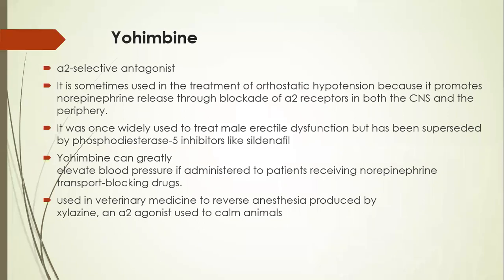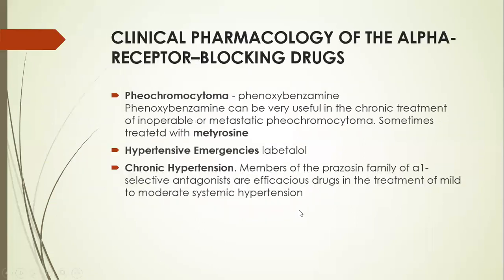Yohimbine was once widely used to treat male erectile dysfunction, but has been superseded by phosphodiesterase 5 inhibitors like sildenafil. Yohimbine can greatly elevate blood pressure if administered to patients receiving norepinephrine transport blocking drugs. It is also used in veterinary medicine to reverse anesthesia produced by xylazine, an alpha-2 agonist used to calm animals.